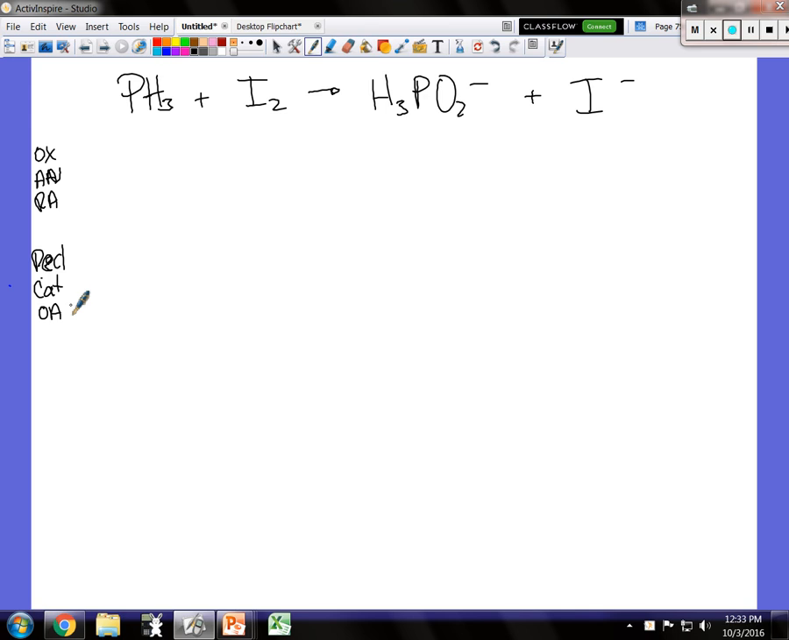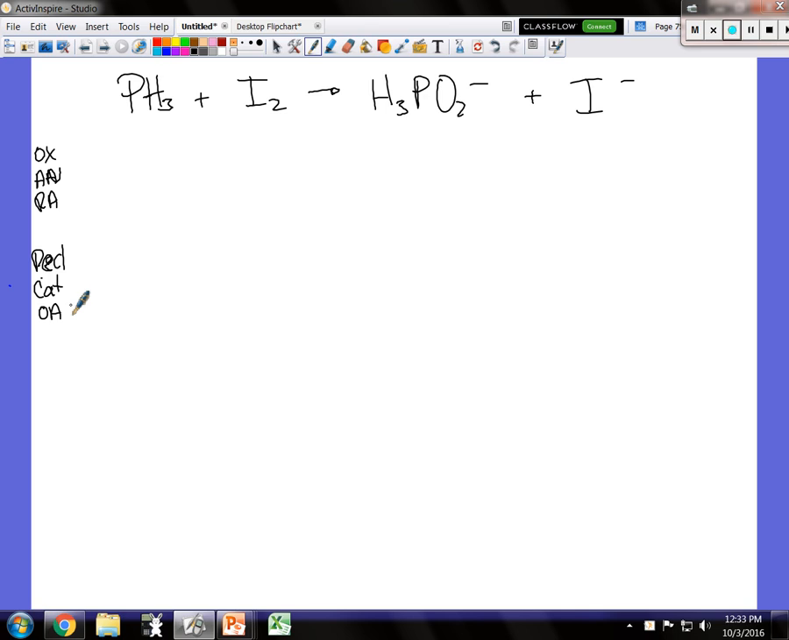Okay? So as far as identifying which goes through which, I've got a compound with phosphorus and hydrogen, another compound with phosphorus and hydrogen, and then one with iodine and iodine. I'm going to find the ones that are the easiest to determine. That way I'm automatically going to know the other one. So looking at this, which compound do you think is easiest to identify oxidation states?